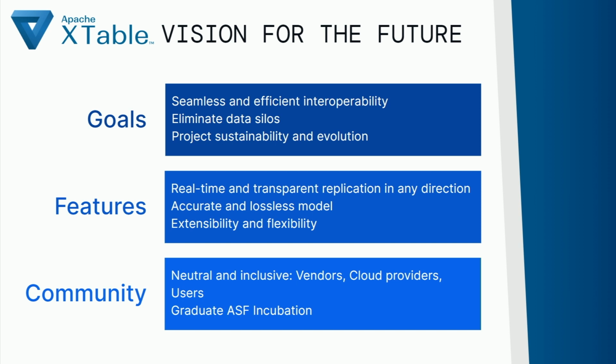So where are we going with the project goals and community in general? Obviously, we are focused on community because we are donating to Apache. We have donated. It's incubating there. The goal of the project is to eliminate data silos. We have seen with our experience how different teams have different data sets, one on Iceberg, one on Delta, and that's the whole idea with XTable.